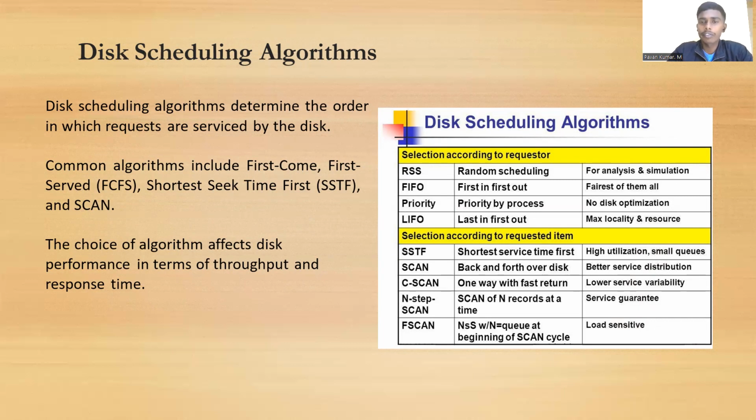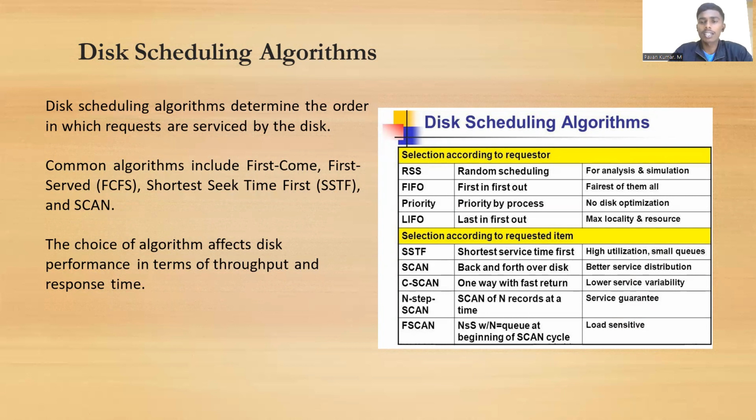Here are some full forms of the disk scheduling algorithms. They are divided into two types: selection according to requester and selection according to requested item. Selection according to the requester has four main types: RSS, FIFO, priority, and LIFO. RSS means random scheduling for analysis and simulations. FIFO is first in, first out, fairest of them all. Priority by process, no disk optimization. LIFO is last in, first out, maximum locality and resources.